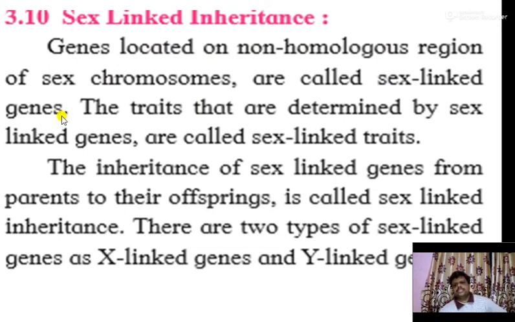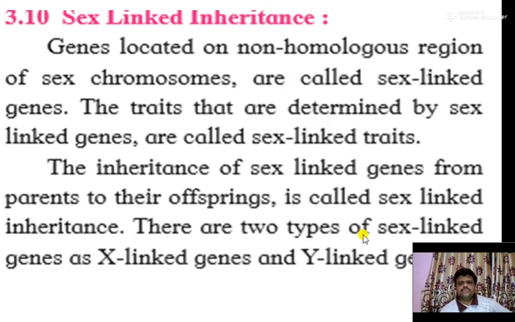As I said earlier, sex chromosomes have two regions, the homologous regions and the non-homologous regions. Now this is simply regarding the non-homologous regions of the sex chromosomes. Those genes present on the non-homologous regions of the sex chromosomes are called sex-linked genes, and the traits that are determined by sex-linked genes are called sex-linked traits. The inheritance of sex-linked genes from parents to their offspring is called sex-linked inheritance.